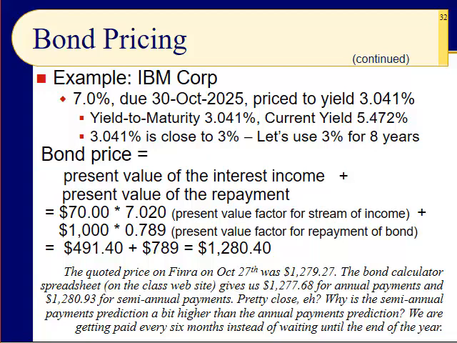Well, where do we get that? I'll show you in a second. And then we're going to add to that the $1,000 that we know we're going to get when the bond matures, unless it defaults. Now, is IBM going to default? No, they're A-rated, folks. IBM's not going to default. They're going to pay their debts.